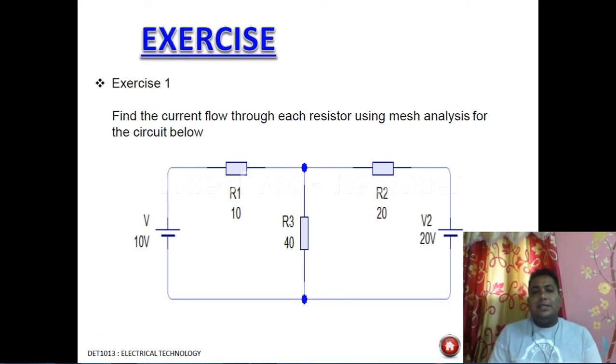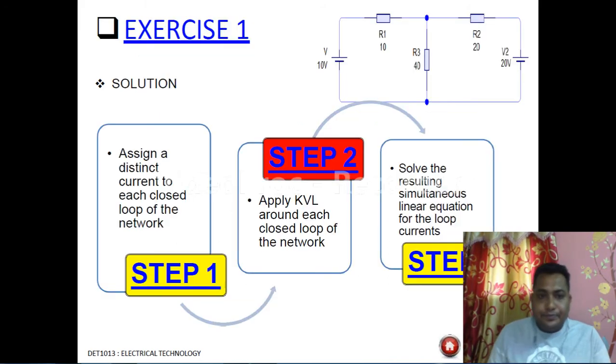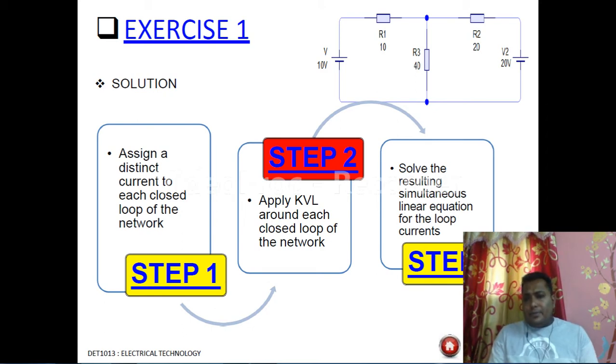So here we can see that in this particular diagram two sources and two loops are there, so we will assume two loop currents so that we can make two equations. So let us see how they have solved. As per the steps we are going to solve that. The exercise 1, there is a 10 volt, one is 20 volt source, there is a 10 ohm resistance, there is 20 ohm resistance, in the middle there is a 40 ohm resistance.